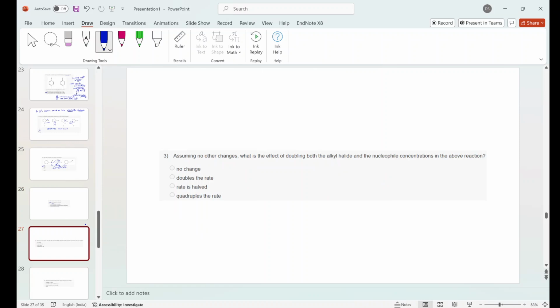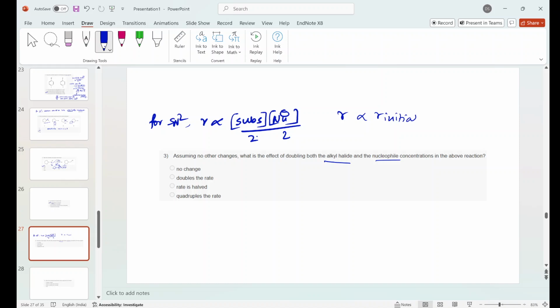Now, assuming no other changes, what is the effect of doubling both the alkyl halide and the nucleophile concentrations in the above reaction? For SN2, you have the rate depending on substrate plus nucleophile both. So if you double this, what will happen? This is 2, this is 2. So the overall rate will be R initial into 4, right? So it will quadruple the initial rate.